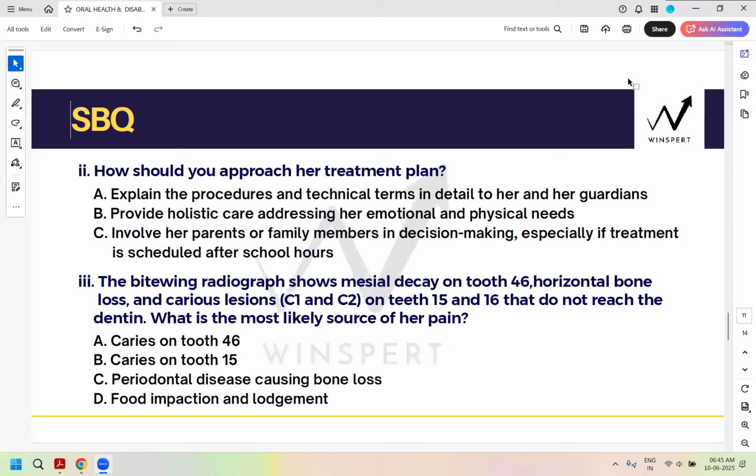You will explain the procedures in technical terms in detail to her and her guardians. You will provide holistic care, addressing her emotional and physical needs. Involve her parents and family members in decision making, especially if treatment is scheduled after school hours. Give me now ABCs, because these are very tricky, very close, but there is a clear winner if you understand the foundational concept, foundational role.